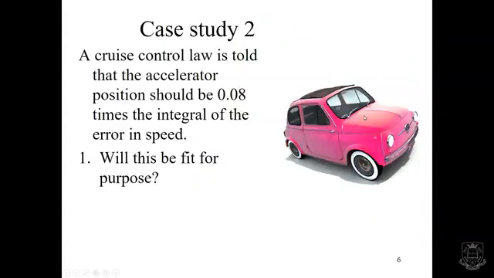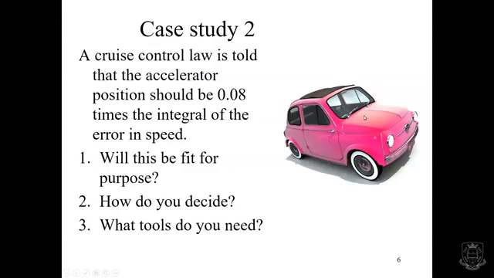A cruise control law is told that the accelerator position should be 0.08 times the integral of the error in speed. So will this cruise control do the job? How are you going to decide whether it's doing the job well enough or not? And what tools do you need?